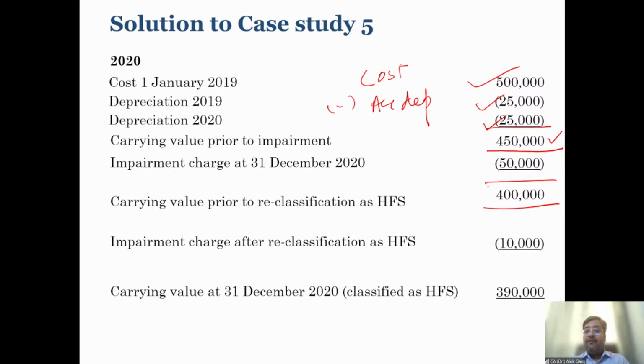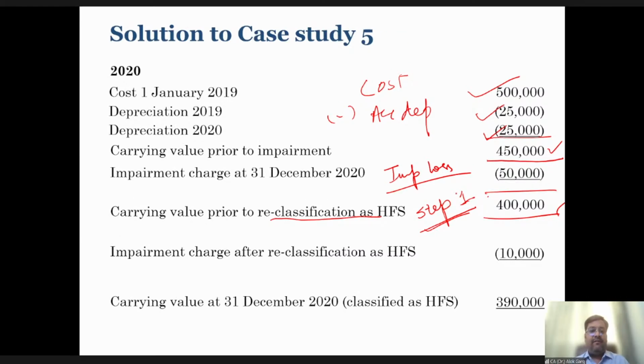So apart from accumulated depreciation, we need to recognize impairment loss also as per Ind AS 16 and Ind AS 36, right? So as per Ind AS 16, what is your carrying value? Your carrying value before classification as HFS is 4 lakh rupees. This is your value as per step number 1. Is it clear? Any doubt here? Friends, do you have any doubt here? Okay, so everyone is saying clear.